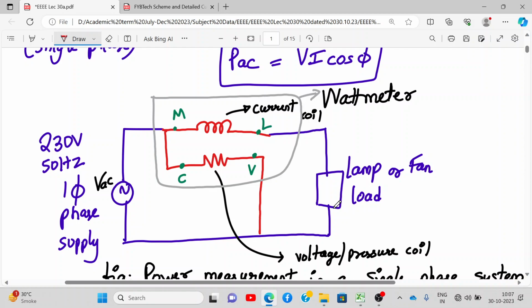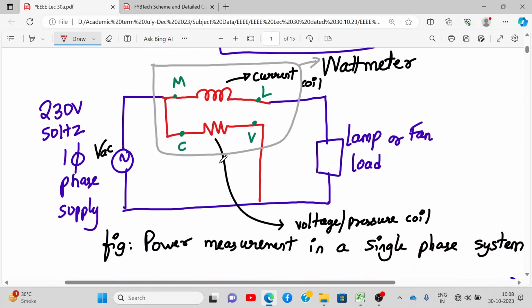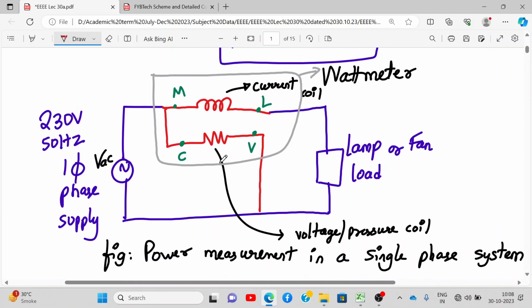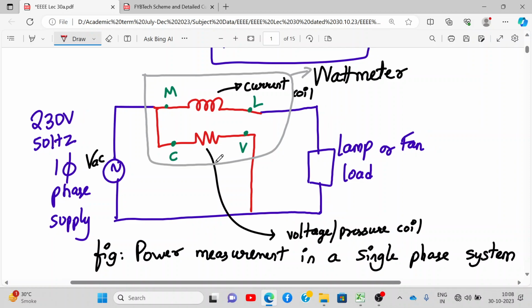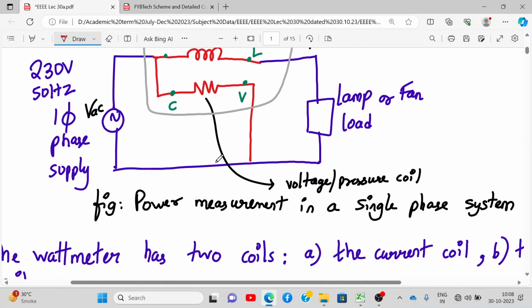So this is how a wattmeter looks like. It consists of a current coil M and L and consists of a voltage or pressure coil C and V. So these are measuring the current and voltage, and automatically your wattmeter will give you the active power reading directly. Okay. So this is not asked in the exam, but this is just to show you. This is how the power measurement is done in a single phase system. Nothing hard. Current coil measures the current, so it's connected in series, whereas pressure coil is connected in parallel for measurement. Okay, understood?